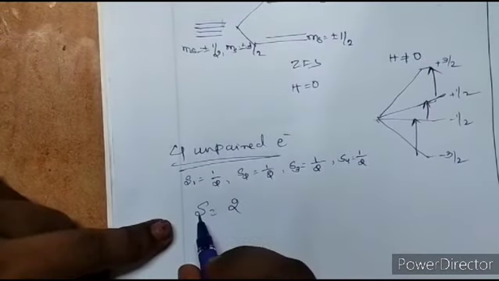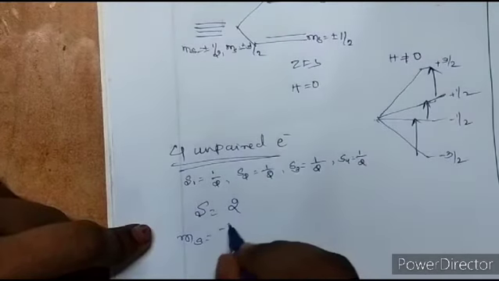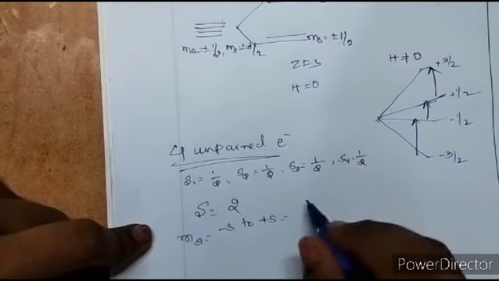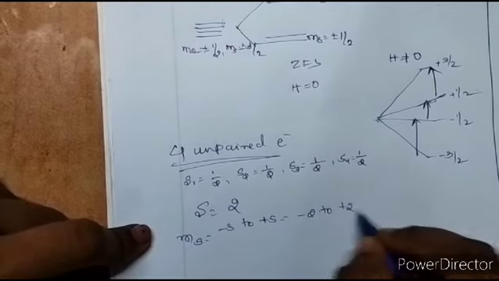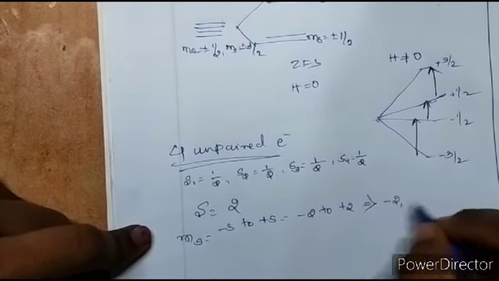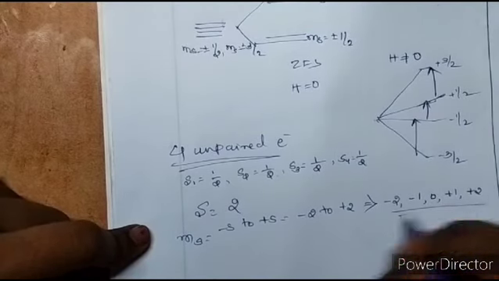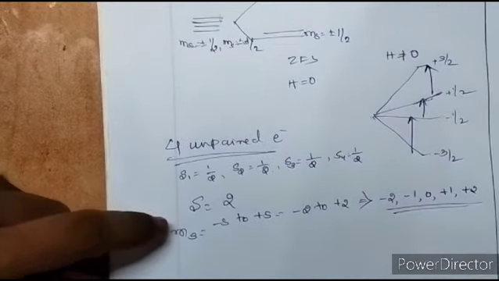After writing S, what is the next step? You should write the ms values. The ms value is minus S to plus S, that means minus 2 to plus 2. So what will be the values? We have 5 values: minus 2, minus 1, 0, plus 1, plus 2. So we have 5 ms values for this one.